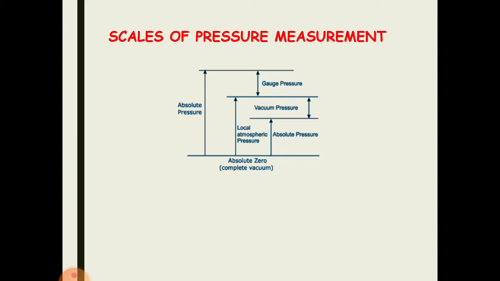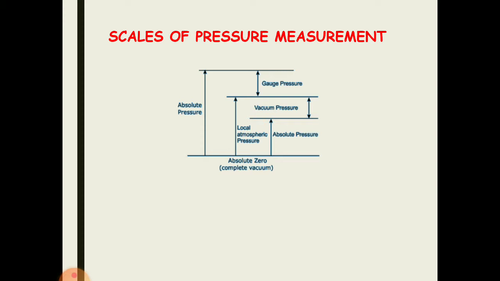A reference is required to measure any quantity. Likewise, to measure pressure, two references are used, which are vacuum and local atmospheric pressure. When the pressure is measured with zero or vacuum as a reference, then that pressure is called absolute pressure. And when the local atmospheric pressure is taken as a reference, then the measured pressure is called gauge or vacuum pressure depending on its value.